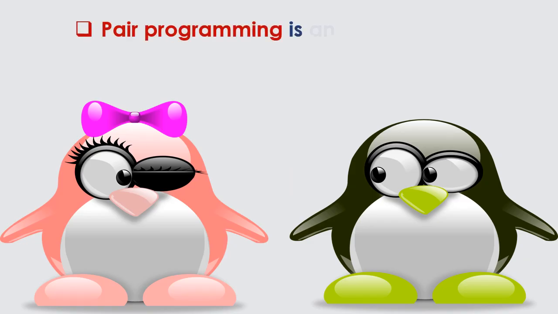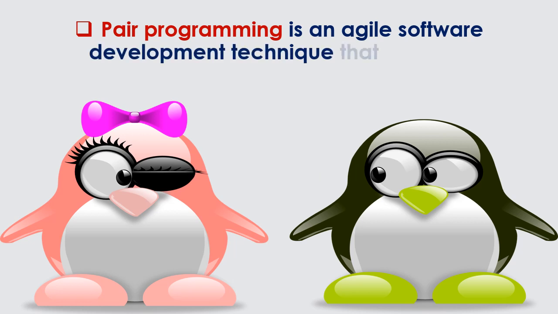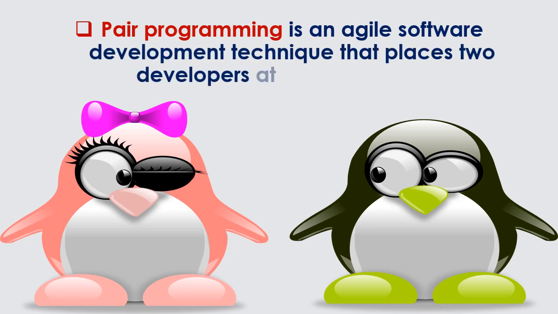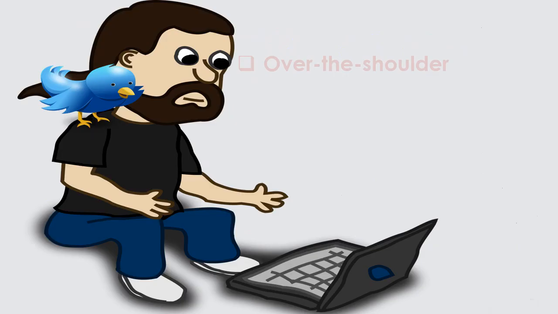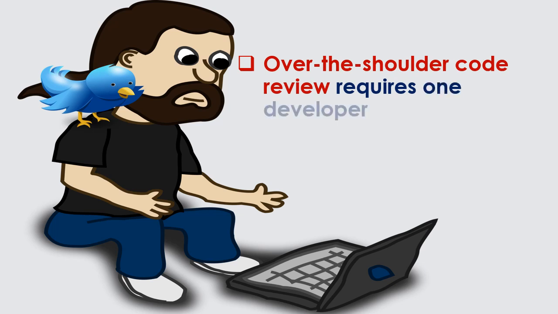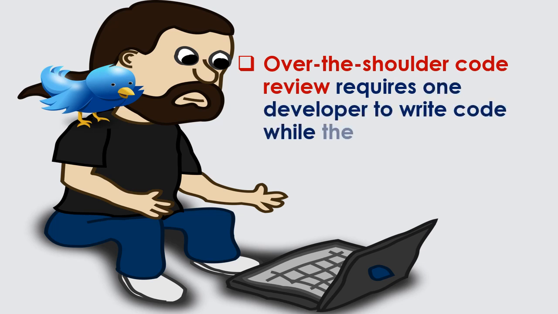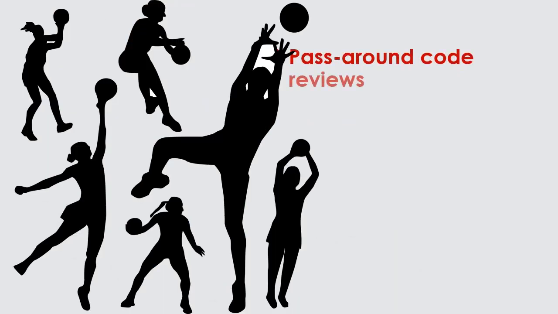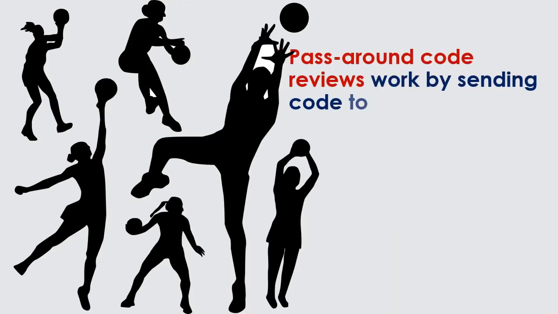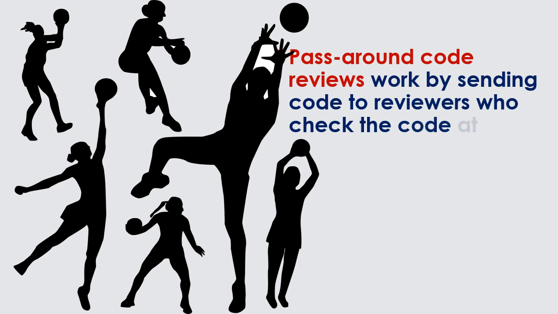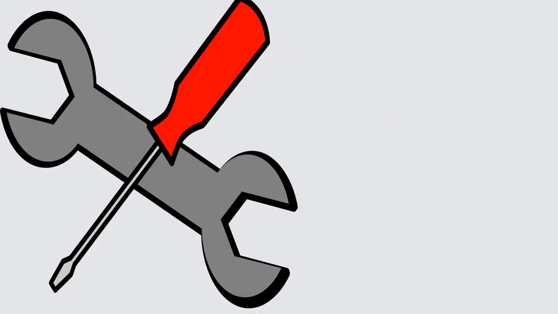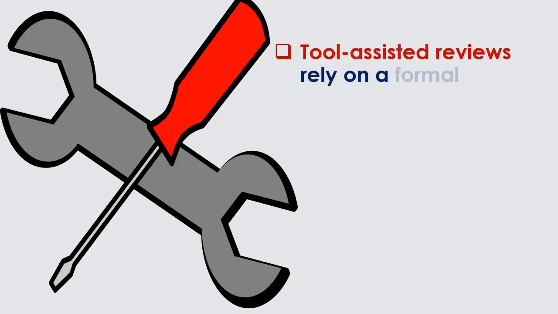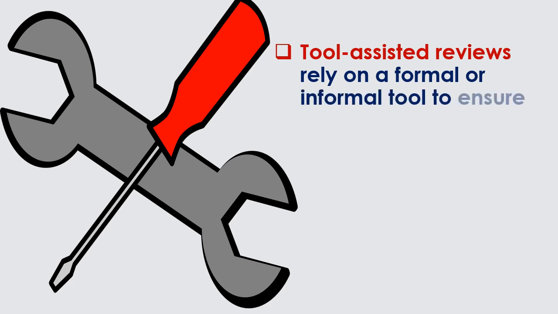Pair programming is an agile software development technique that places two developers at one workstation. One developer writes code, while the other reviews it. Over-the-shoulder code review requires one developer to write code while the other watches and reviews the code. Pass-around code reviews work by sending code to reviewers who check the code at a later date. Tool-assisted reviews rely on a formal or informal tool to ensure that code is reviewed.